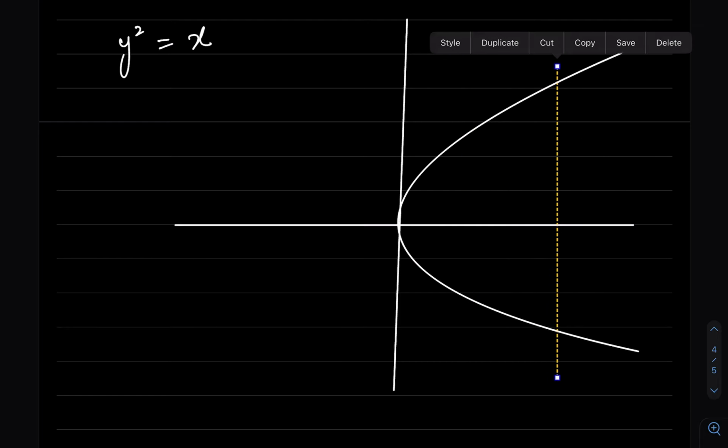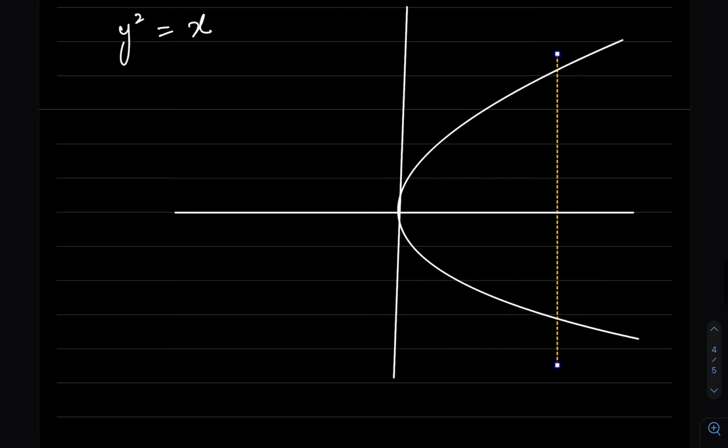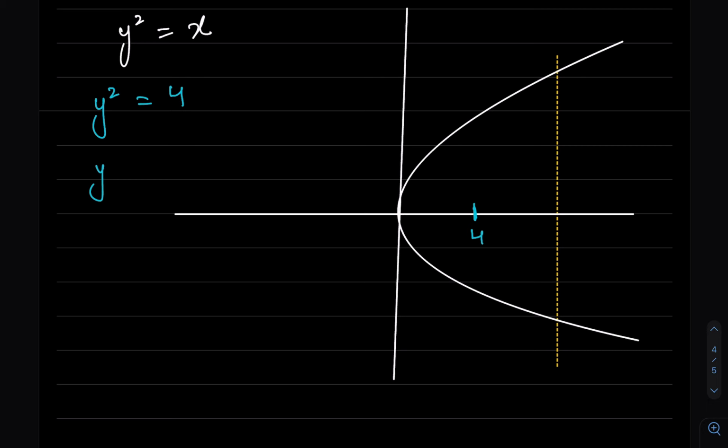But let's see what that means mathematically. Let's take this input. Let's say this is 4, and let's input it inside this equation. y squared equals 4. Now if you take the square root on both sides, what are you going to get? y equals positive and negative 2. This is positive 2, and this is going to be a negative 2 right here.